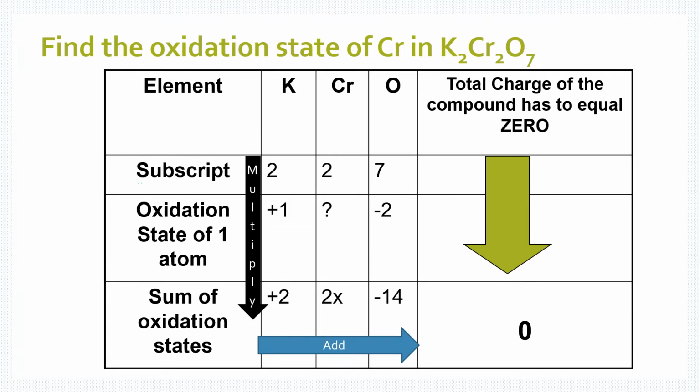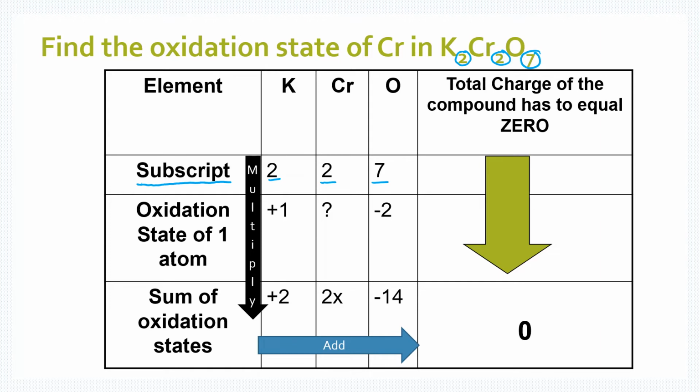I'm going to start off by listing the elements and the subscript. So that subscript, y'all, would be the small numbers next to the element. So K would be 2, Cr2, and then O7. The oxidation state of one atom would be the charge it would have if it was in an ionic compound or a molecule, or whatever the case may be.